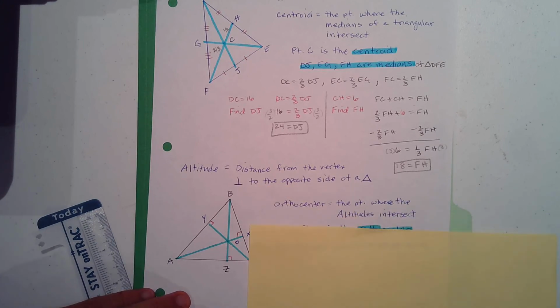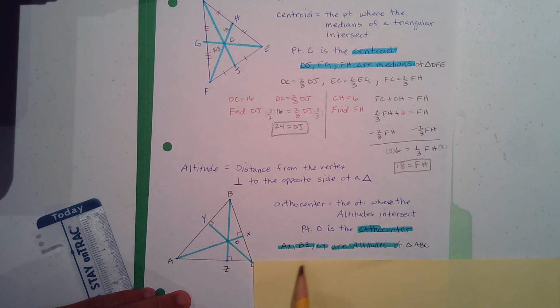So some characteristics. Orthocenter. That's the point where all the altitudes intersect. So we're going to call that point O. So again, orthocenter, the point where the altitudes intersect. So this is another point of concurrency: three or more lines intersect at a point. Point O is the orthocenter. AX, BZ, CY are altitudes of triangle ABC.